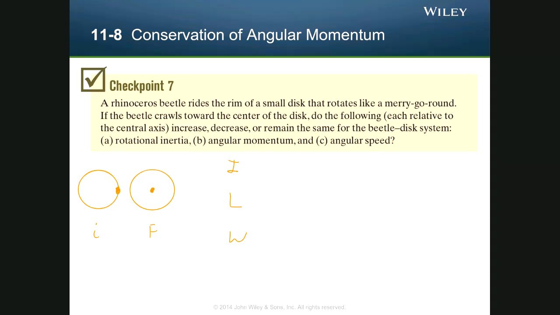Well, let's take a look. So remember, we're in an isolated system. So B is actually the easiest one to answer first. L initial equals I omega equals L final. Another way to write this is that I initial omega initial equals I final omega final. So the total angular momentum actually stays the same.